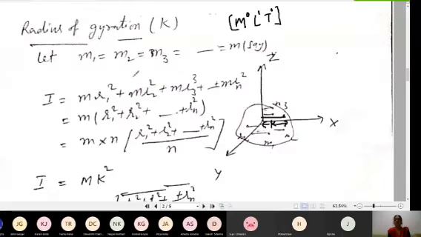For getting this value of k, we assume that the body is a uniform density body. It means all the particles m1, m2, m3 are of the same mass, and I am taking that mass as small m. So small m is taken as the mass of each particle.